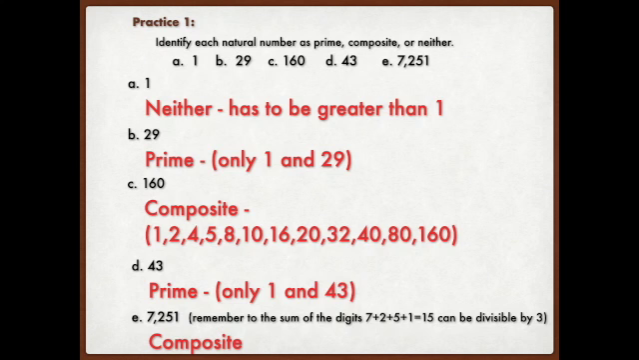Then C, 160, is composite because it has multiple numbers that are able to be multiplied to get 160. So 160 is divisible by multiple numbers. Then D, 43, it is prime, only 1 and 43. And then E, 7,251 is composite. And remember, I can add up the sum of the digits to figure out if it's divisible by 3.